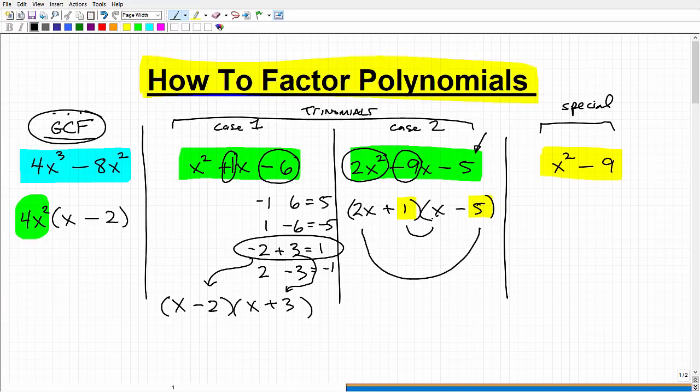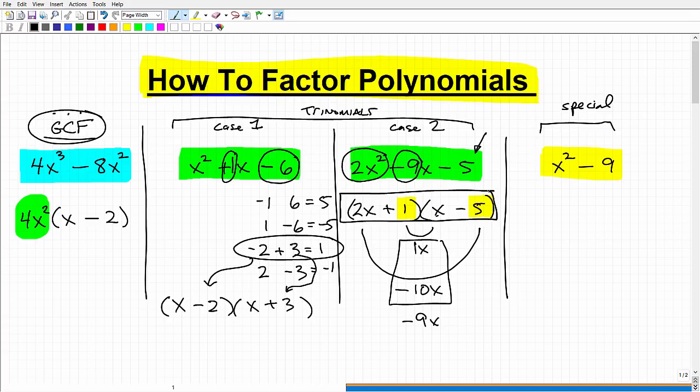Okay, so we have 1x, right? 1 times x is 1x, positive 1x. And then I have 2x times a negative 5, that's negative 10x. Now, if I add these two guys together, you're looking to see which combination gets back to the center term. So if you see here, a positive 1x plus a negative 10x gives me a negative 9x. So these factors right here are correct, okay, because of that.